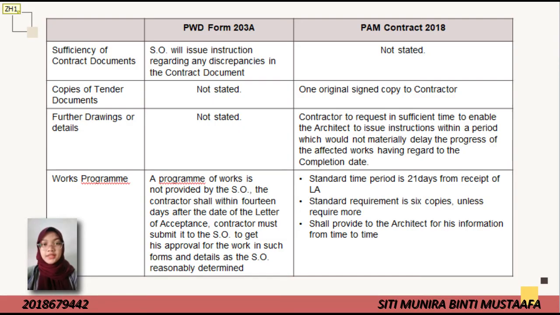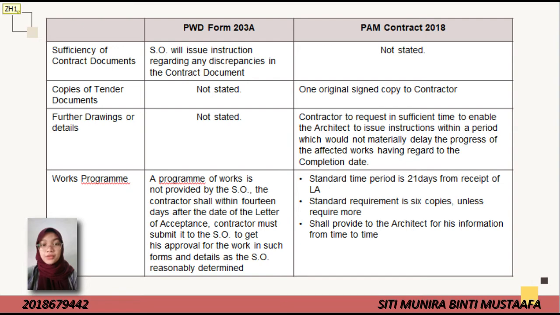First, the difference in sufficiency of contract document. In the PWD form, the SO will issue instruction regarding any discrepancies in the contract document, meanwhile the PAM contract does not state. Second, copies of tender document. For PWD, not stated. For PAM, the original signed copy goes to the contractor. Next is further drawing or detail. In PWD, not stated. In PAM, the contractor and architect are responsible for it.